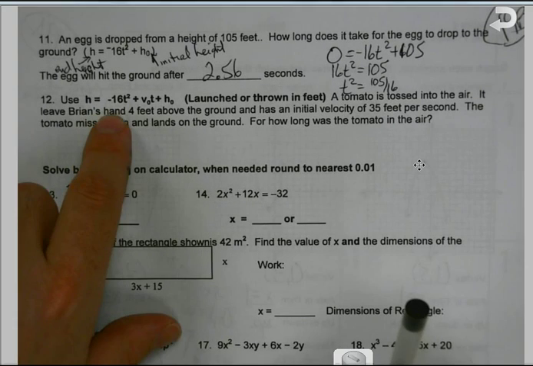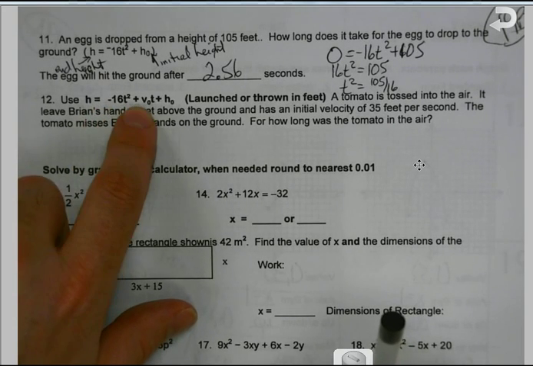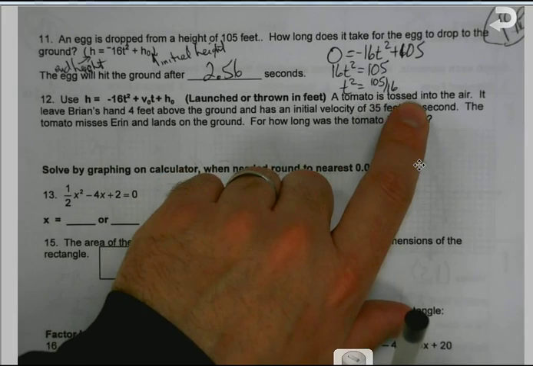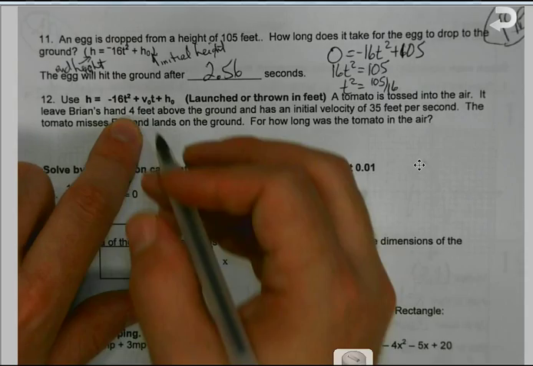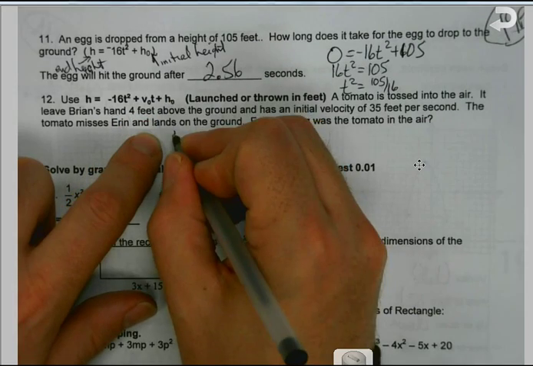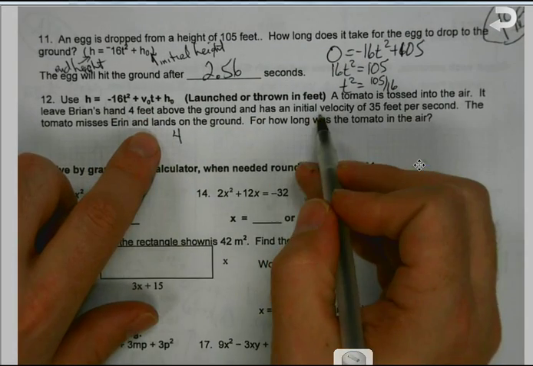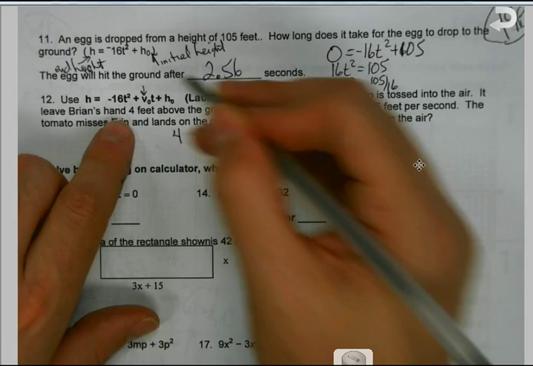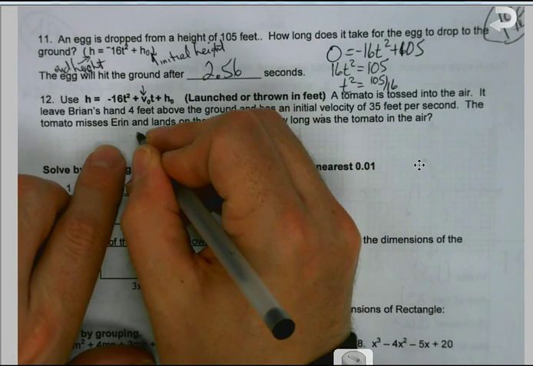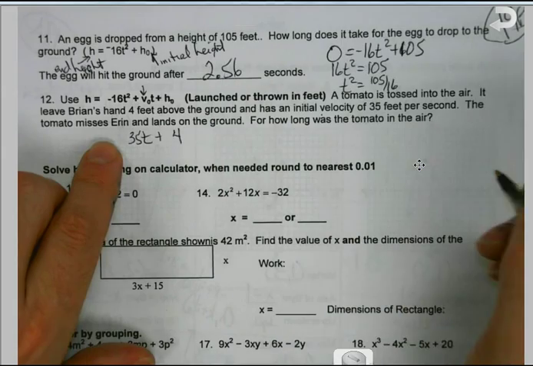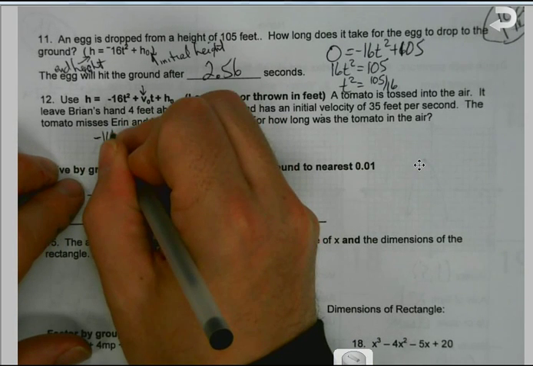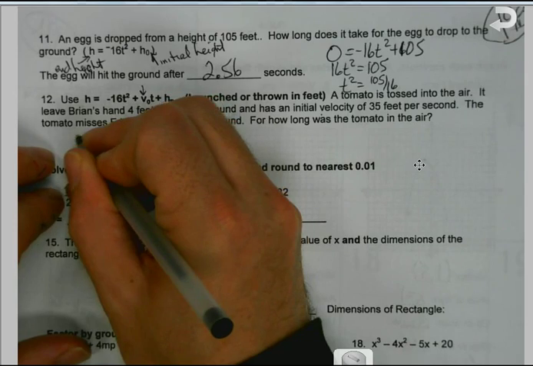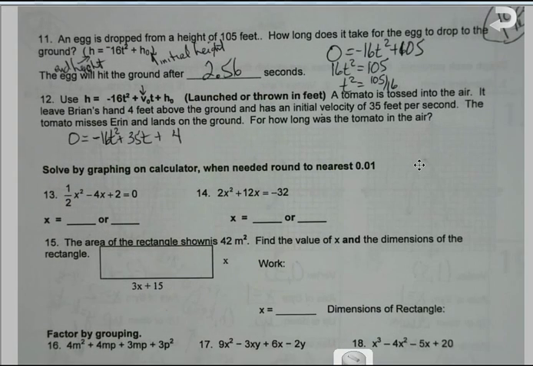All right, another one with our heights. So use this equation. A tomato is tossed into the air. That's why we're using this one. It leaves Brian's hand 4 feet above the ground. It's my H sub O. And has an initial velocity, my V sub O, of 35 feet per second. The tomato misses everything and it lands on the ground. So notice nothing about the time. Lands on the ground is my H. How long was the tomato in the air?